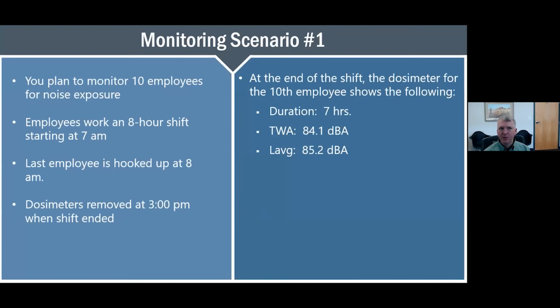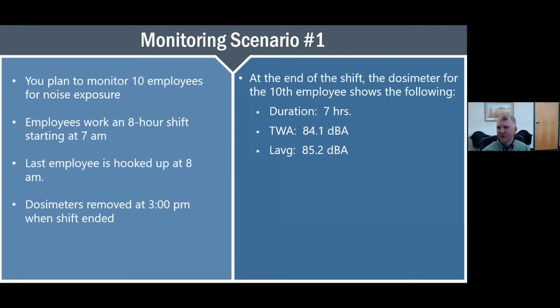So I want to look at a monitoring scenario here. And again, this is important so you know what to look for when you're looking at the results off your dosimeter. Let's say that you plan to monitor 10 employees one day for noise exposure, which is a very common thing that we do when we're doing noise monitoring. If your employees work an 8-hour shift and they start at 7 a.m., but by the time you get all 10 noise dosimeters on everyone, the last one, you find this employee, get this person hooked up, and you don't start the noise dosimeter until 8 o'clock. That employee was out there working in a noisy environment, but you don't get them started until 8. Then you take the noise dosimeters off at 3 p.m. when the shift ends.